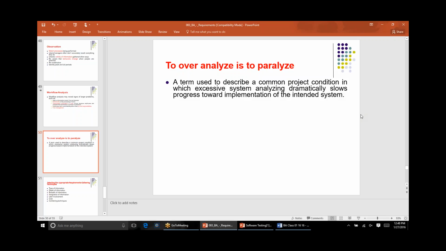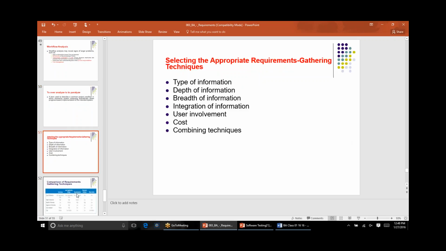So we need to balance both under analysis and over analysis. Both are problems. Of course, under analysis is dangerous, and similarly over analysis is equally dangerous as well. We cannot do over analysis. Selecting the appropriate requirement technique.